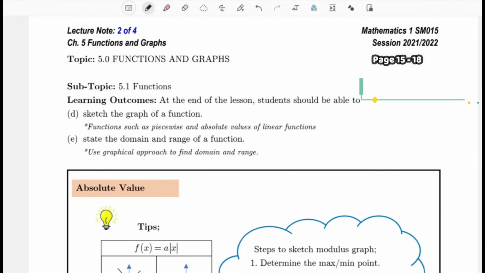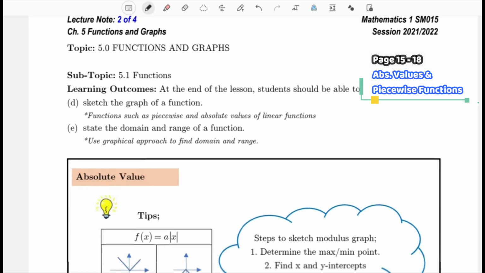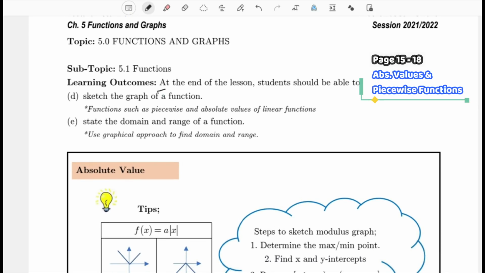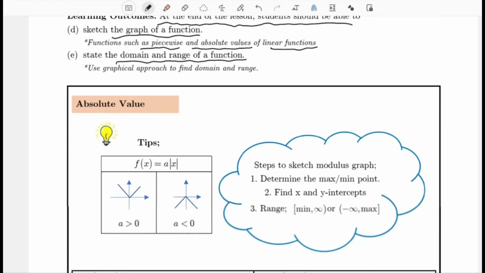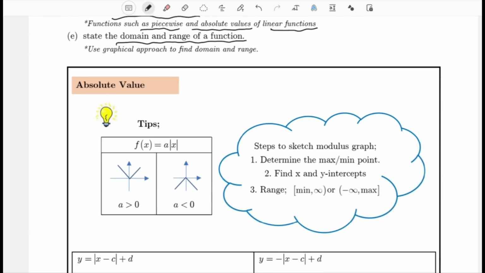Right, lecture 2 of 4, function and graph. Learning outcomes. At the end of the lesson, students should be able to sketch the graph of a function again, but now we are going to concentrate on piecewise and absolute values of linear functions. State the domain and range of a function. Okay, so let's look at the absolute value graph first.